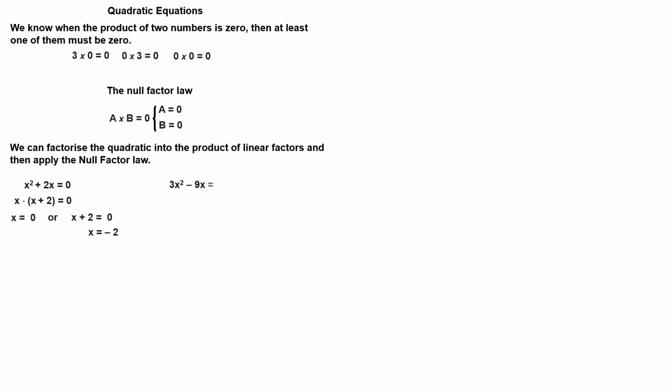To solve a quadratic equation like this, we must find the largest value which can be factorized from each term on the left side of the quadratic equation. 3x is the common factor. The product of 3x and x minus 3 is 0. So 3x is 0 or x minus 3 is 0. x is 0 or x is 3.